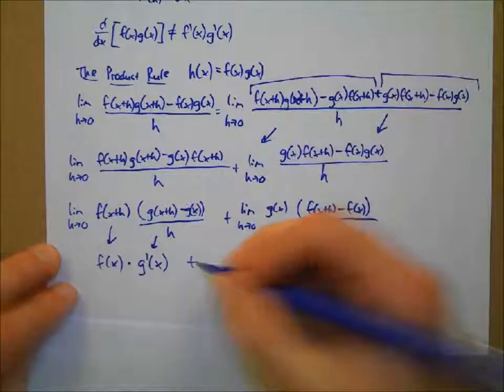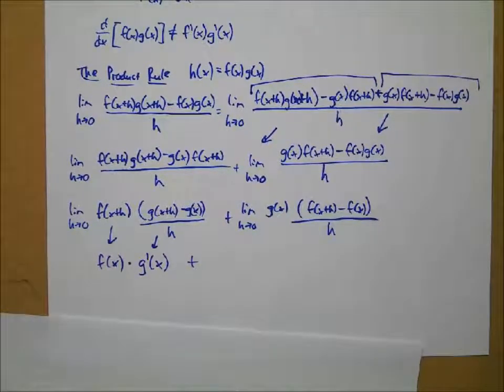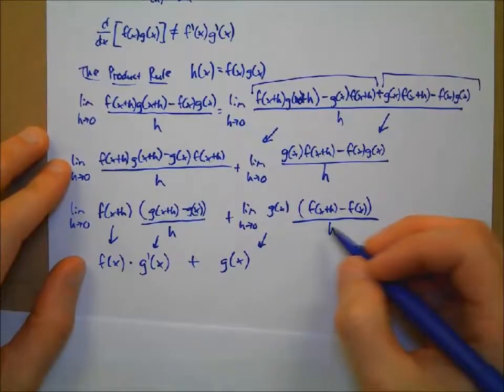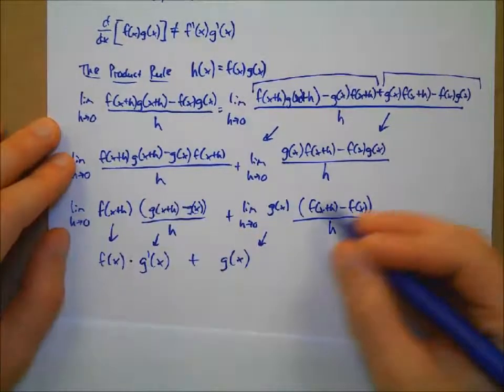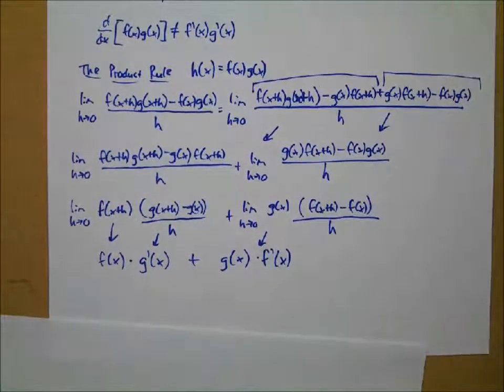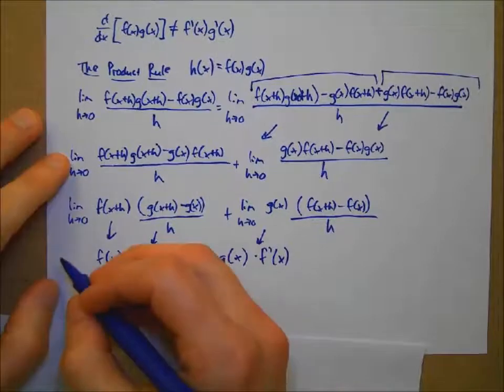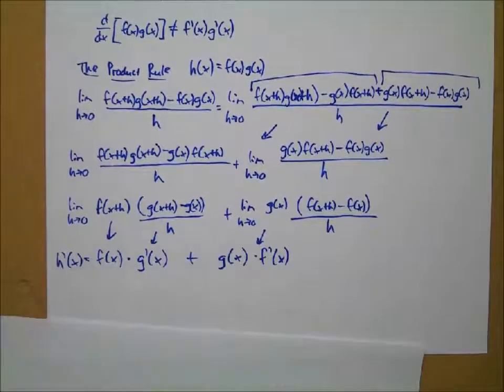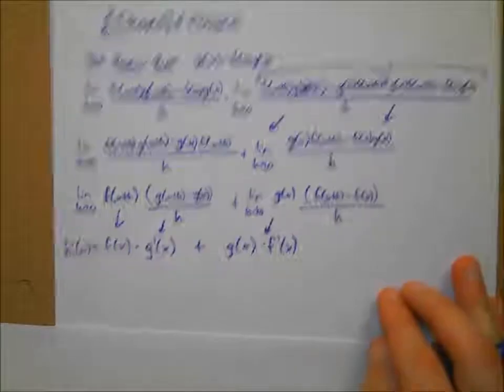Plus, okay, what's the limit as h approaches 0 of g of x? Okay. What's the limit of this as h approaches 0? What is it? F prime. So this is h prime of x. Okay? So that is the product rule.